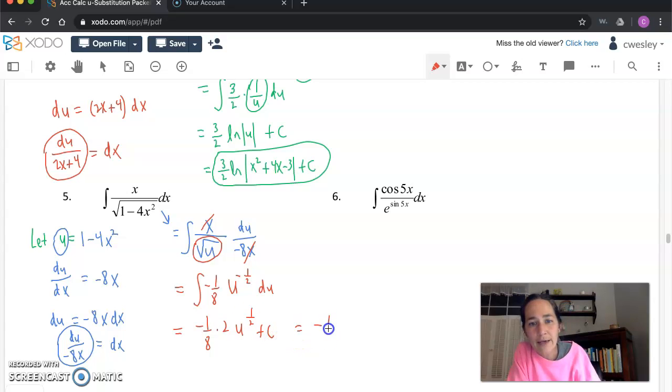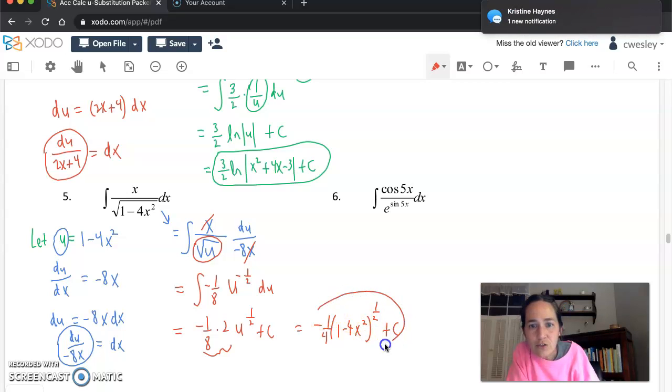And we'll sub back in, so we have this in terms of x. Now, we can just call this -1/8 times 2. We can call it -1/4. How about those two coefficients multiplied? And in for u, we can plug in 1 minus 4x squared. I apologize for that handwriting. And that is all to the 1/2. I don't think I forgot anything. That should do it for that page.